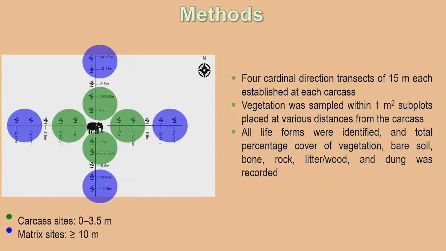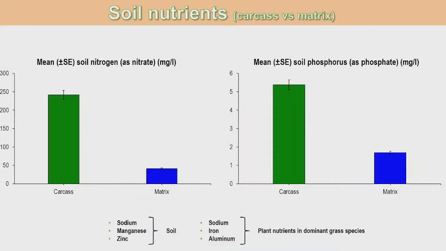So we considered carcass sites to be 0 to 3.5 meters from the carcass, and matrix sites were considered to be 10 meters and further away. Now, this was based on field observations where we could clearly see in the field a clear zone of impact, and these field observations were then corroborated by preliminary soil results, where we found that soil nitrogen and phosphorus was much higher at carcass sites.